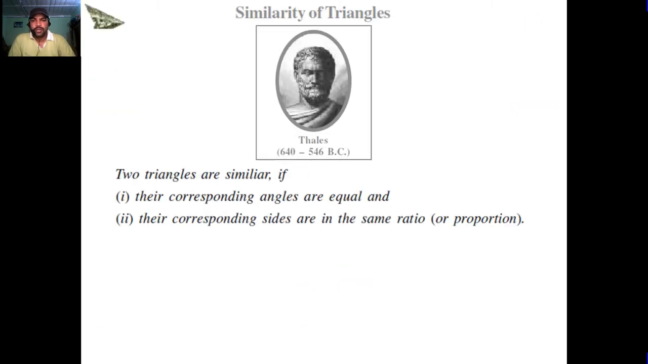So students, similarity of triangles. Here is Thales, 640 to 546 BC. Two triangles are similar if first, their corresponding angles are equal, and second, their corresponding sides are in the same ratio or proportional.